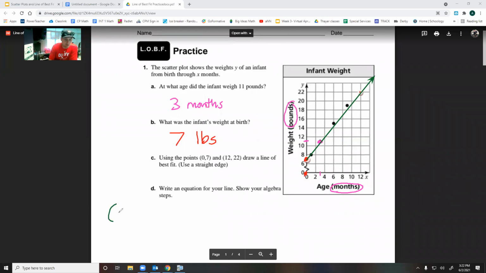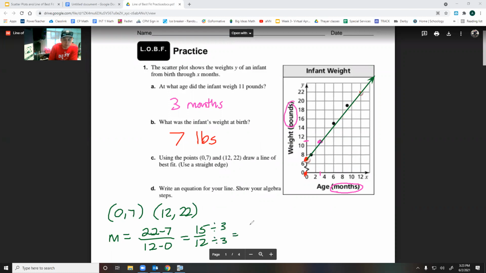Part D, take those same 2 points and let's come up with our line of best fit equation. So first we need the slope. So we'll take the y values and subtract them from each other. And we get 15 over 12. And both those are divisible by 3. So if I divide both top and bottom by 3, I'm going to get 5 over 4 as the slope.